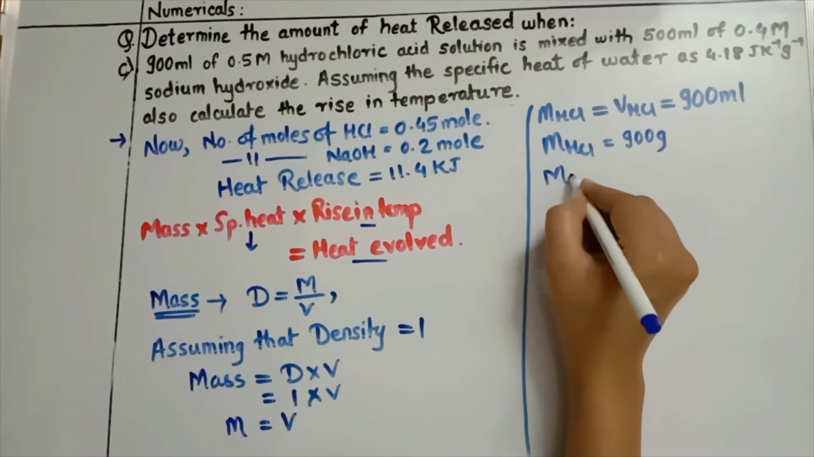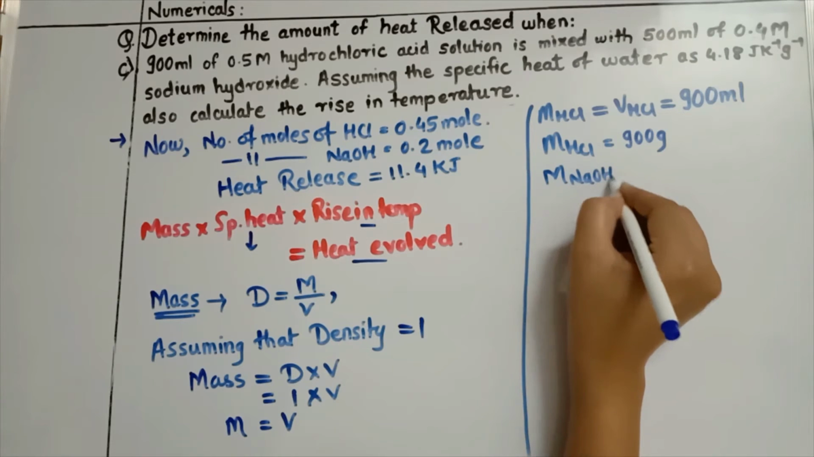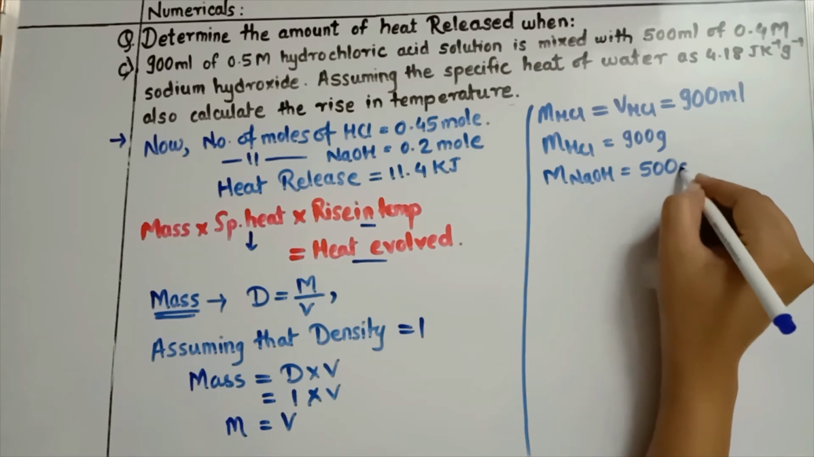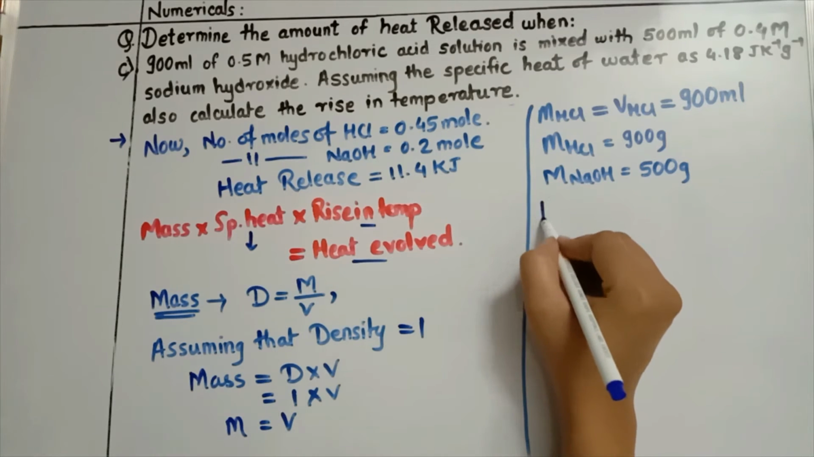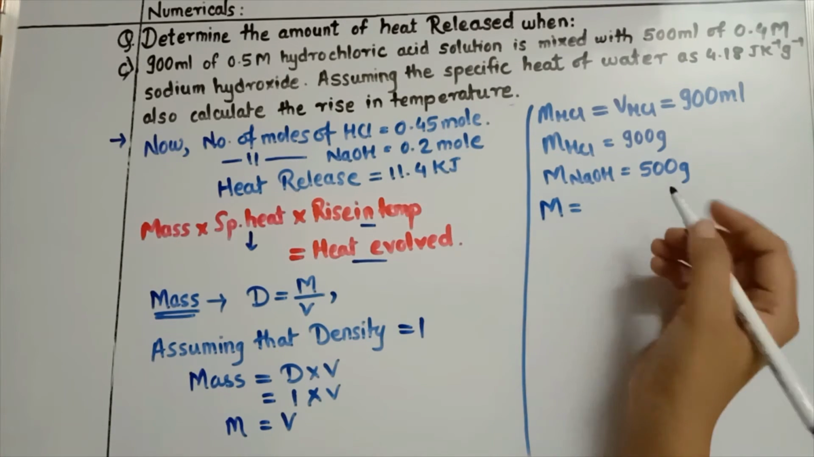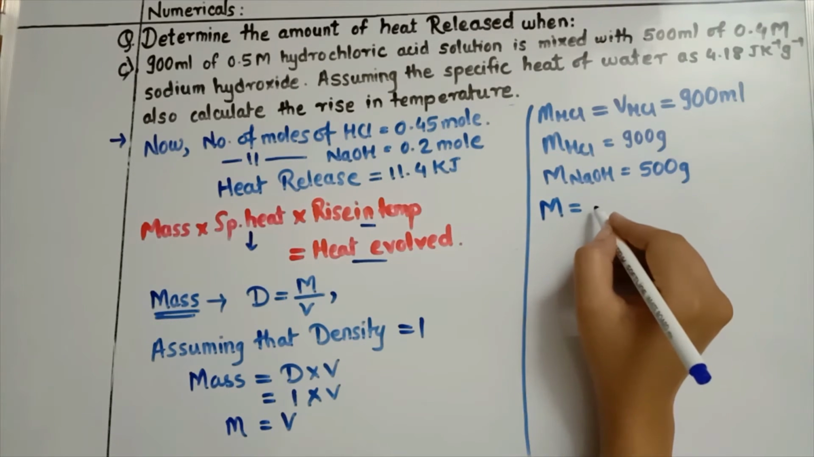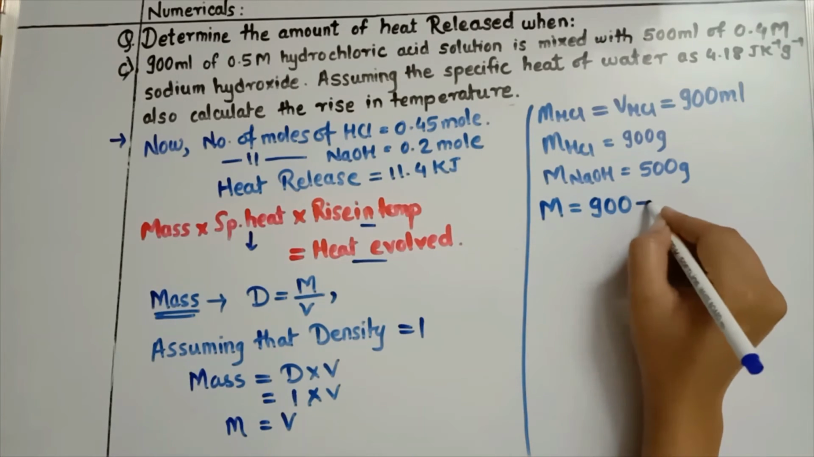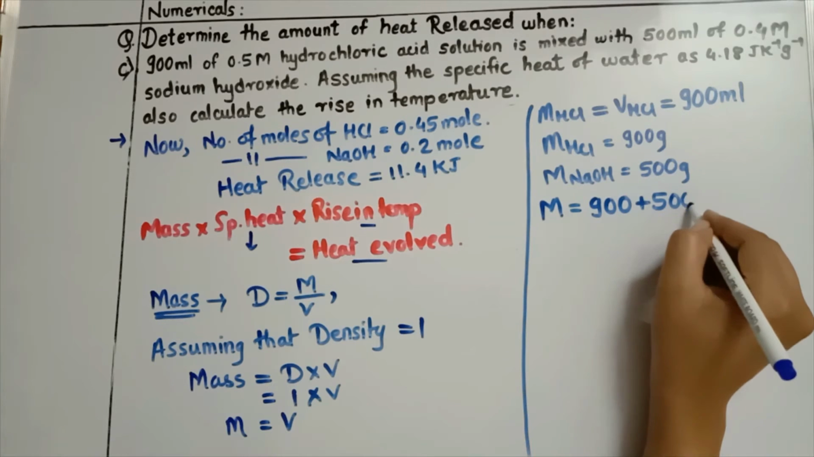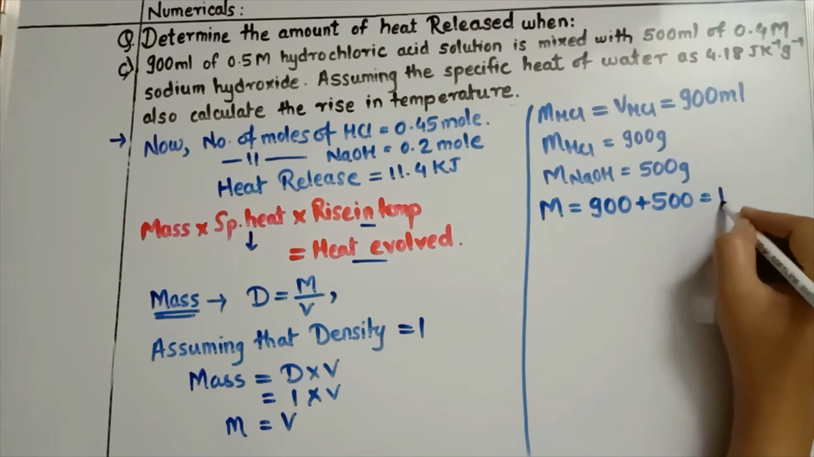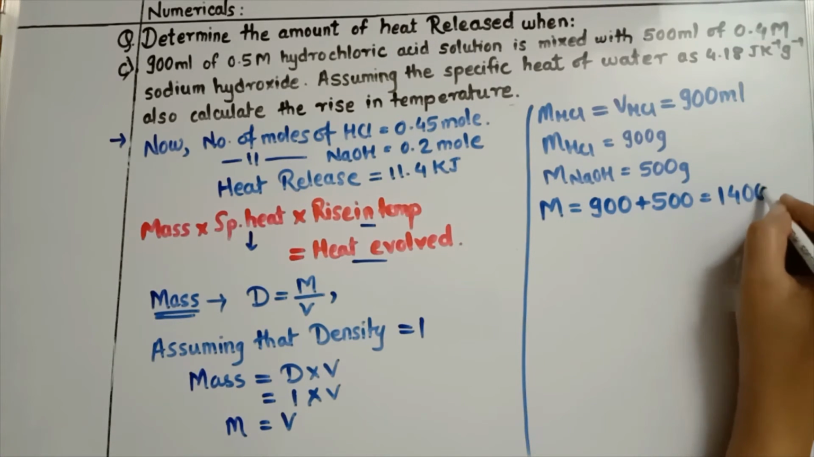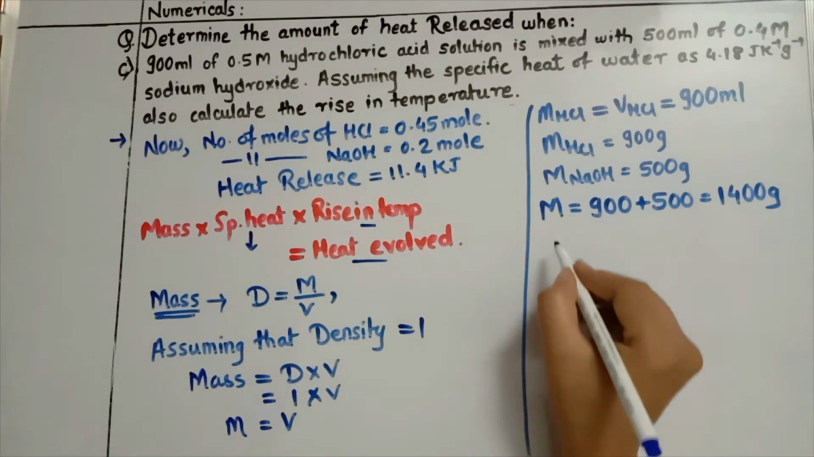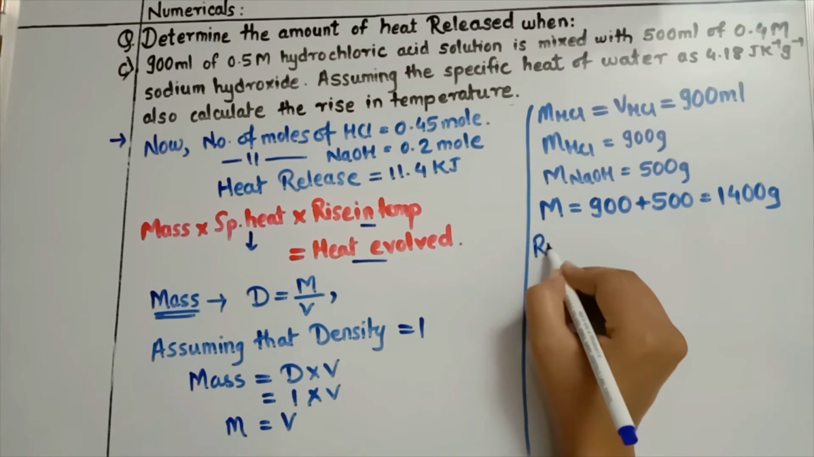Similarly, mass of NaOH is equal to 500 gram, and overall mass of the reacting species is equal to 900 plus 500, which is equal to 1400 gram.